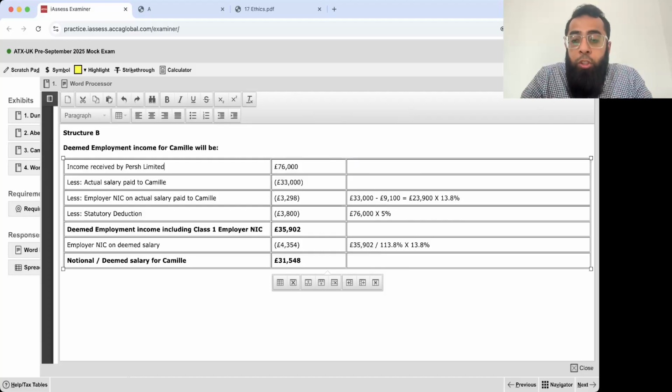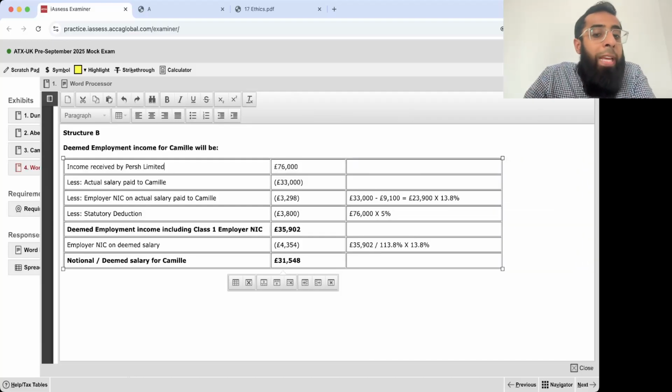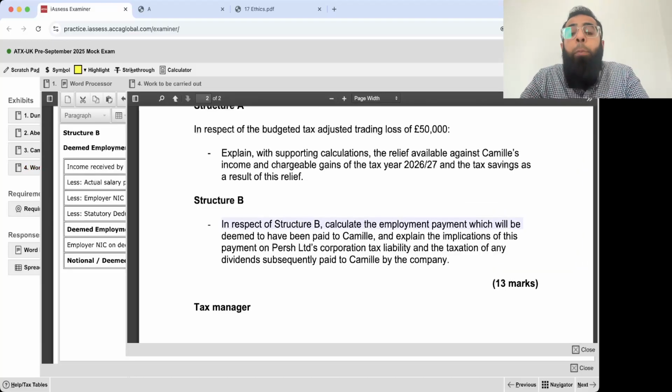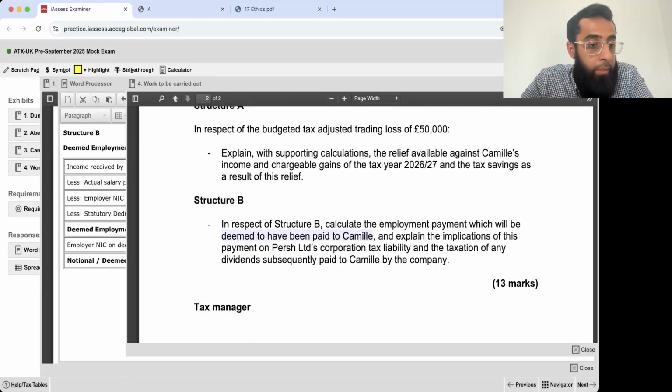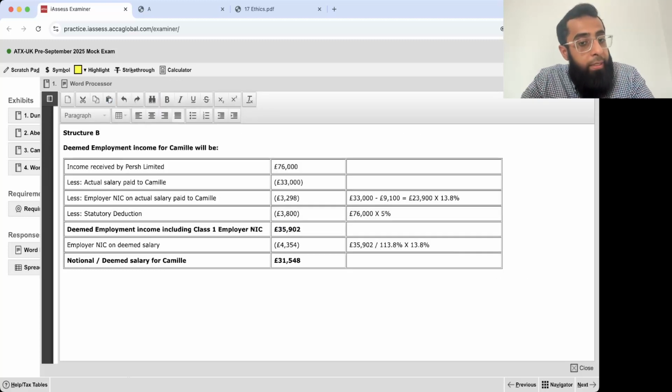The first question was to calculate the employment payment which will be deemed to have been paid to Camille. Okay, so this is the simple format: income received less actual salary less employer NIC. There were no expenses or pension contribution, statutory deduction, employer NIC on the deemed salary, and then you get the final deemed salary or the employment income. Okay, so this is how it's done.